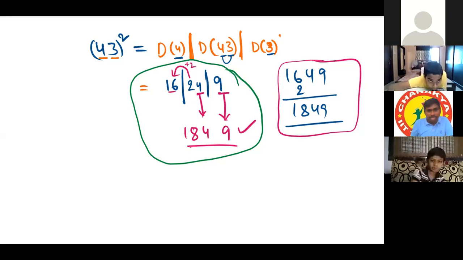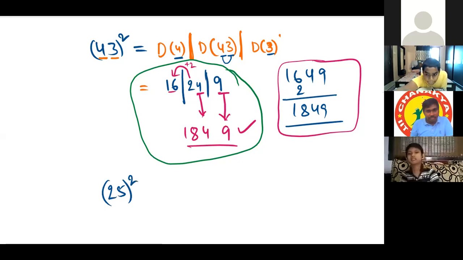Okay, tell your number then. 25. Okay. So you know this answer. We will just verify whether it is 625 or not. 25 square is 625, right?